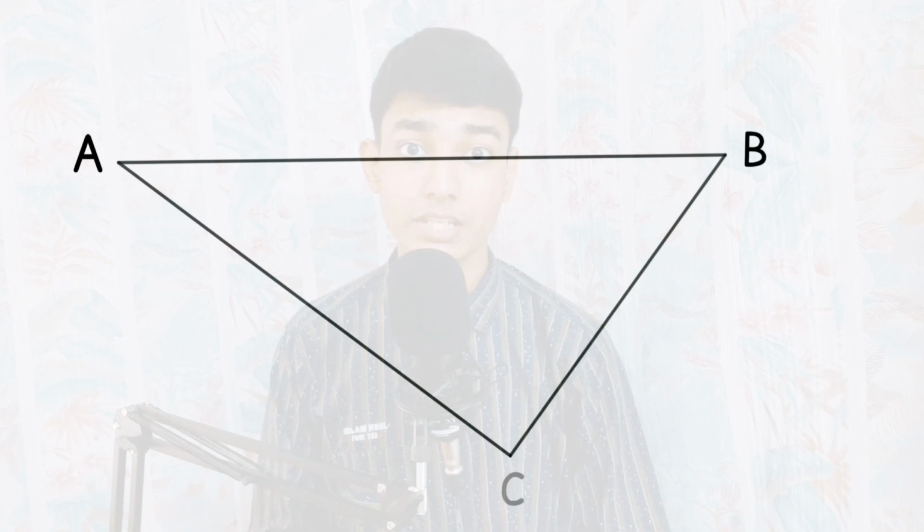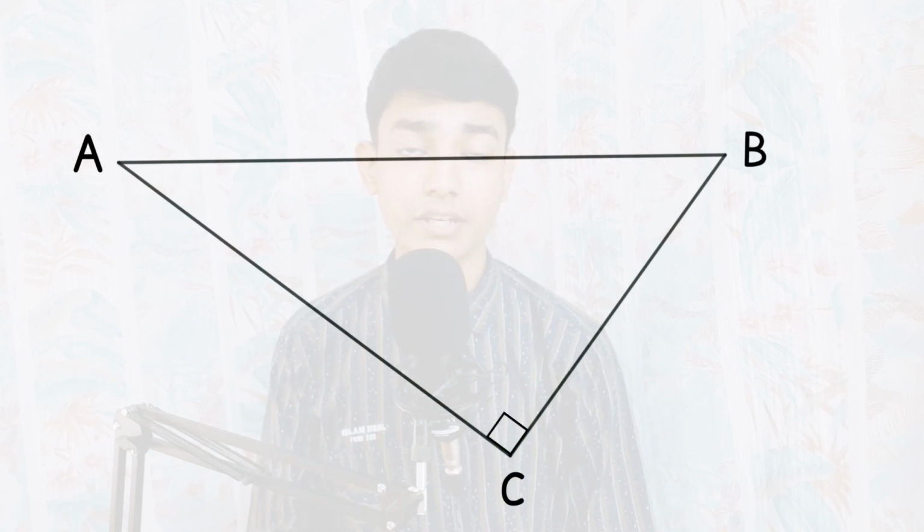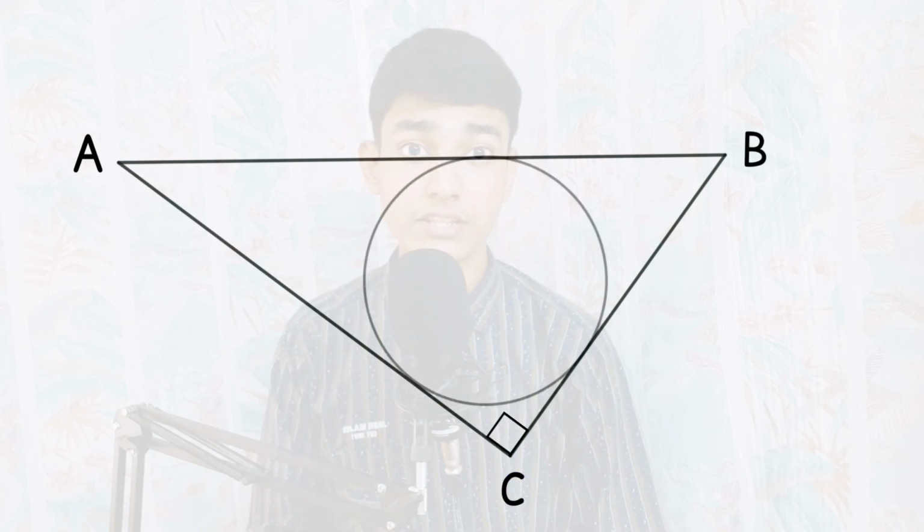So today we have a very interesting geometrical problem. We take a triangle ABC in which the angle C is 90 degrees. Now we inscribe a circle inside this triangle such that it is tangent to all three sides. Now we mark the center of the circle as the point O.